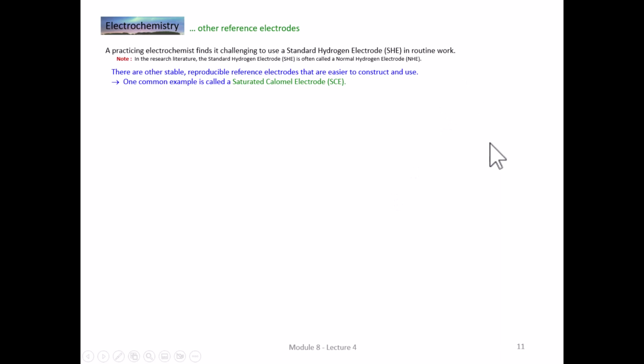One common example that I've used and my students have used a lot in the research lab is called a saturated calomel electrode. Calomel is the common name for an ionic compound called mercury 1 chloride. Mercury 1 chloride has a very odd formula.